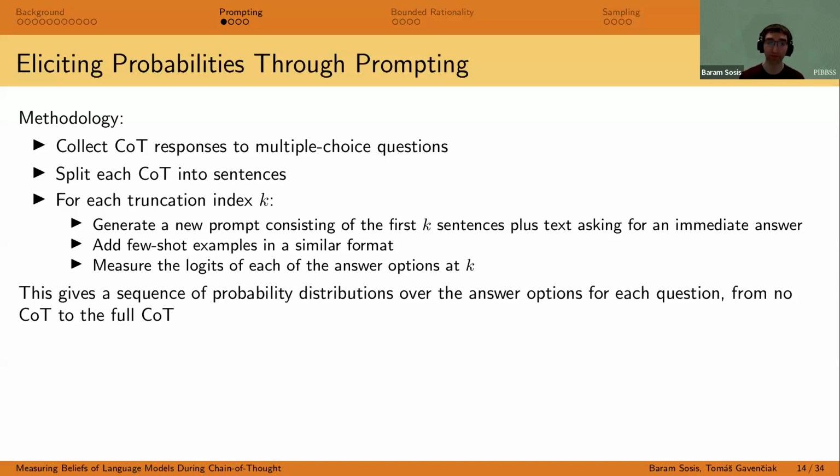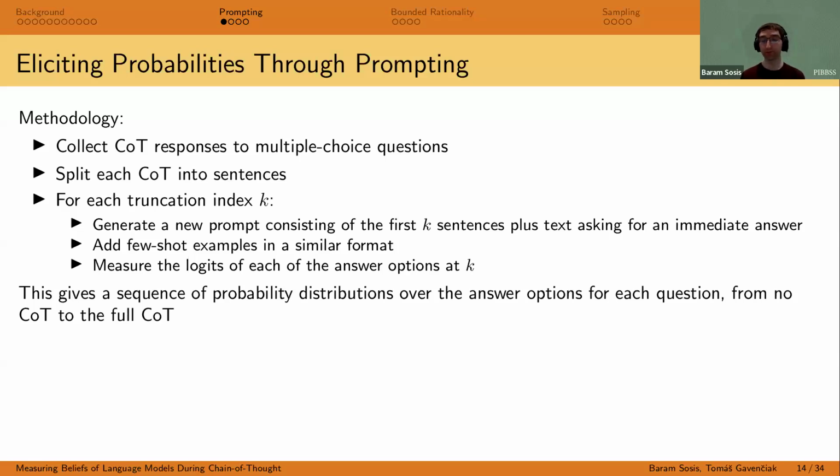We also give it some few shot examples in this format with these partial chains of thought, so it knows what it's supposed to be doing. And then we get the probabilities that the model assigns to each of the options at this point. This gives you a sequence of probability distributions, right? At the end of each sentence, you can look at what the probability distribution over the possible answers is, so you look at what the model thinks the answer is at that point.